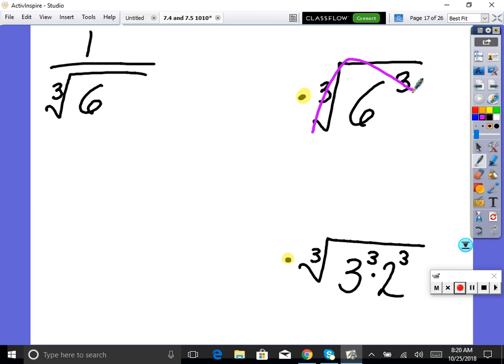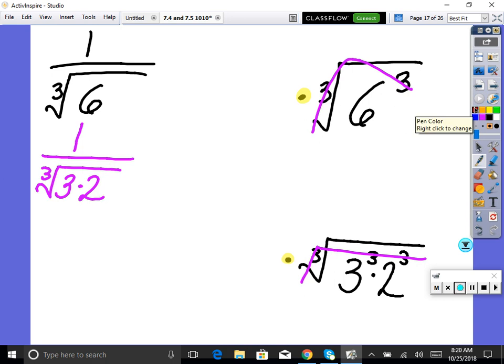Now, really what we should be looking at is 6 is 3 times 2. So look, if we had a 3 cubed and a 2 cubed, root would cancel out with power and give us just 3 times 2. So everyone, what you would do is factor this out. So I have 1 over the cube root of 3 times 2. There's a reason I do it this way, guys. It's not to make your life harder, but it really is to make it easier when we get to more advanced ones.